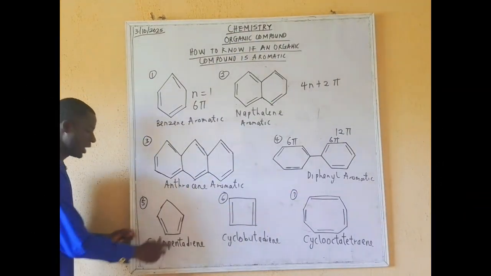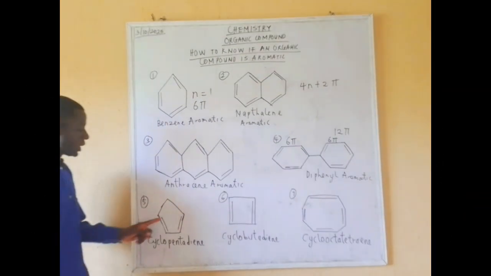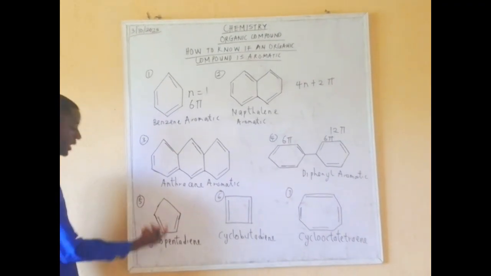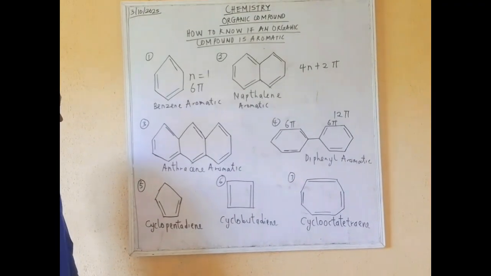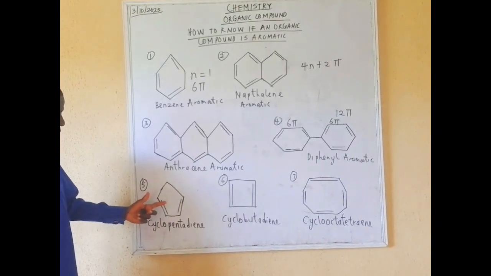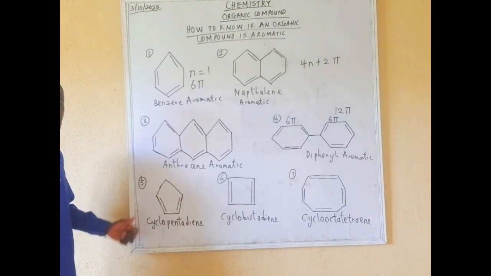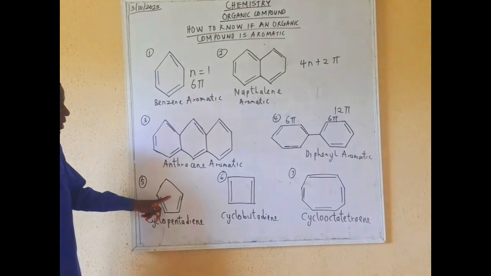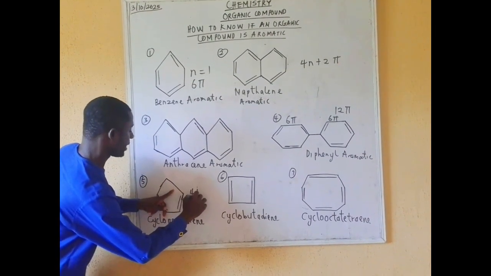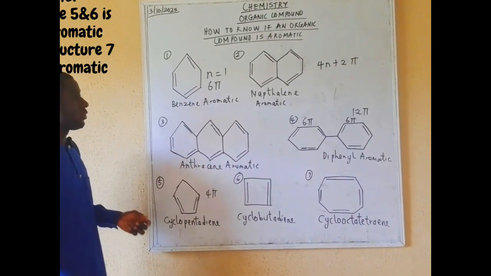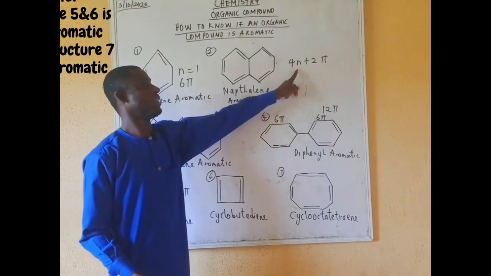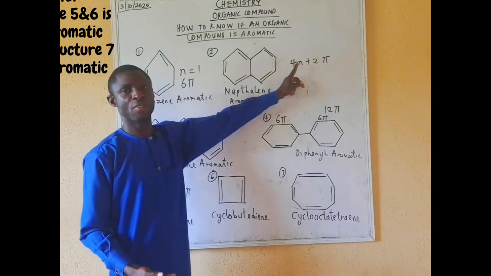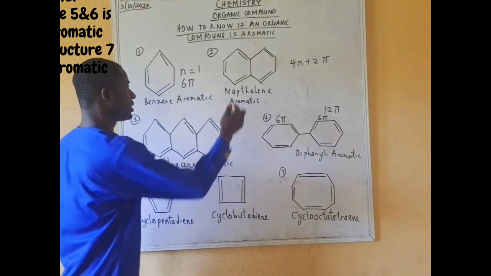Let's come to this 5th one. If you look at this 5th one, it is also cyclic. But if you look at it very well, does it obey Hückel's rule? Now, we have 4 pi here, and there's no way if you install 2 here, that will be 4 times 2, that is 8 plus 2, that is 10. If you install 1, it will give us 6. If you install 0, it will give us 2.